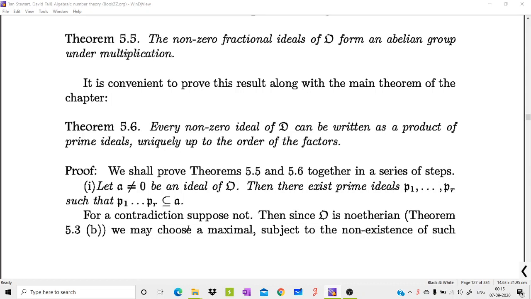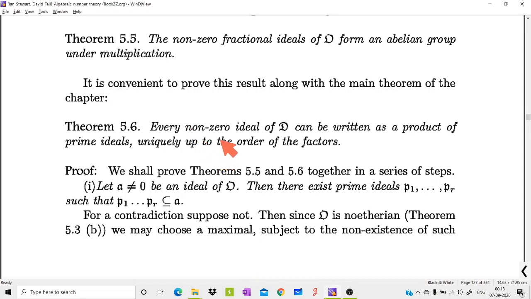In this video, we discuss theorem 5.5 and 5.6 together. In order to prove 5.5, we will prove theorem 5.6 in 9 consecutive ways. So far, we have proved the family of fractional ideals form a commutative semi-group with identity element as O.